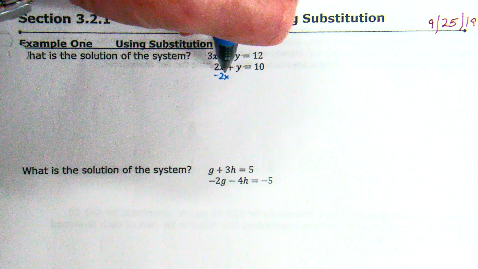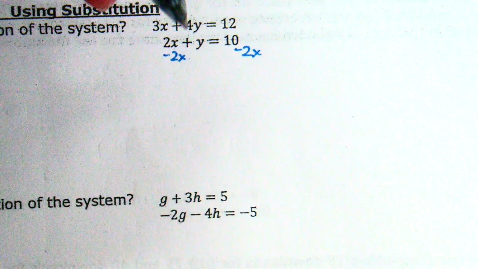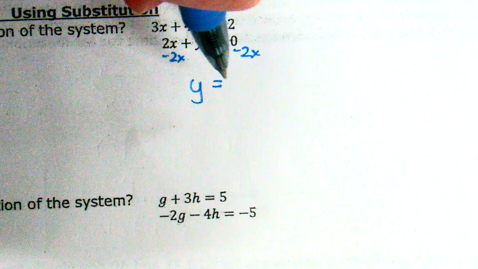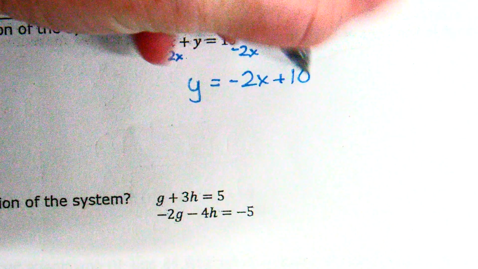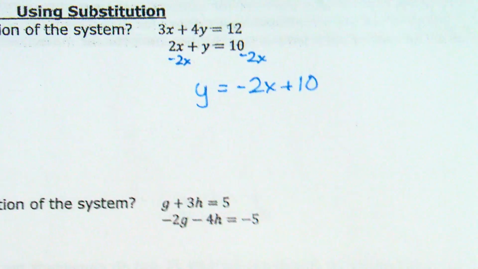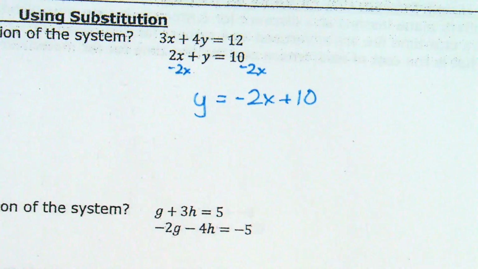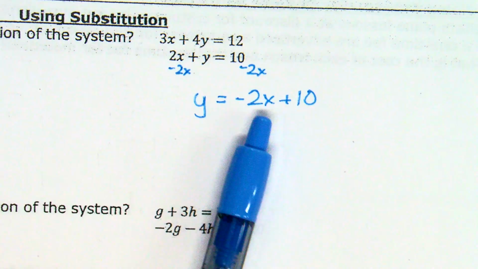I will zoom in some here. And so now I have y equals negative 2x plus 10. That is one option. You could actually leave it as 10 minus 2x if you prefer. Either way. Now, the idea of substitution: using our other equation, every place we see a y, we're going to replace it or substitute it with negative 2x plus 10.